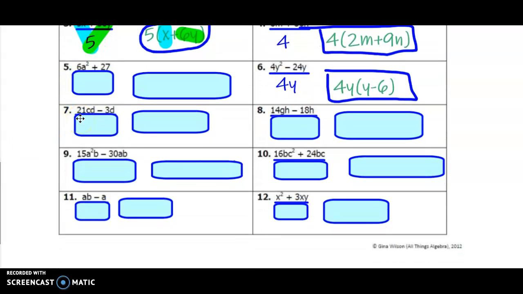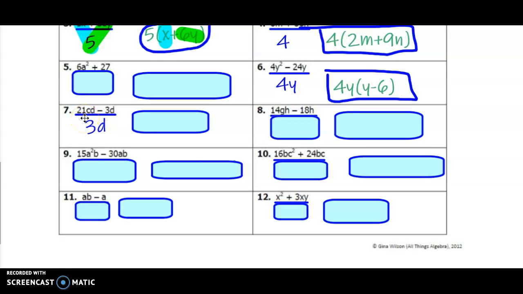First, look at your numbers, 21 and 3. The biggest number that divides into 21 and 3 evenly is the number 3. Now, the first term has a C, but the second term does not have a C. So therefore, C is not part of my common factors. However, both terms do have a D, and they both only have one D. So my greatest common factor is 3D. A 3 is the biggest number that divides into 21 and 3, and D is the lower exponent because they both are 1.